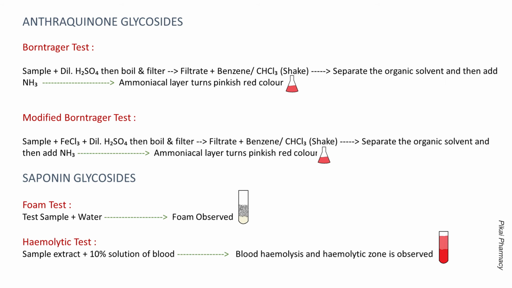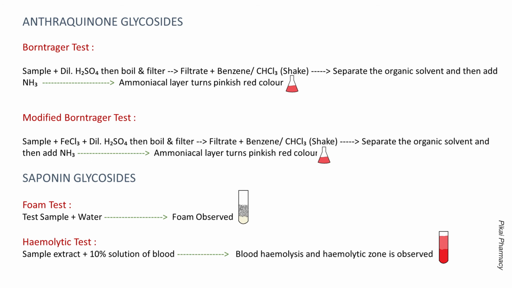Now after anthraquinone glycosides comes the saponin glycoside, and under saponin glycosides there are only two tests. So the first one is foam test. Now in foam test, water is added to the test sample and it is shaken. After shaking, if there is formation of foam, then that detects the presence of saponin glycoside. Now on shaking with water, foam appears due to hydrophobic hydrophilic asymmetry of molecules.